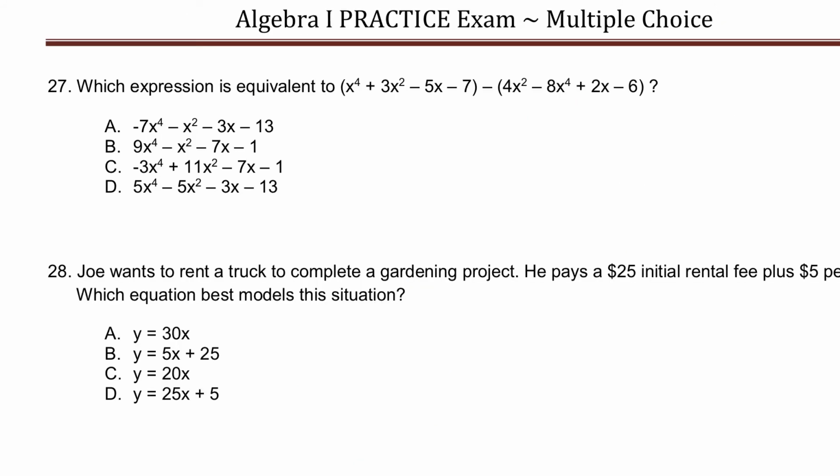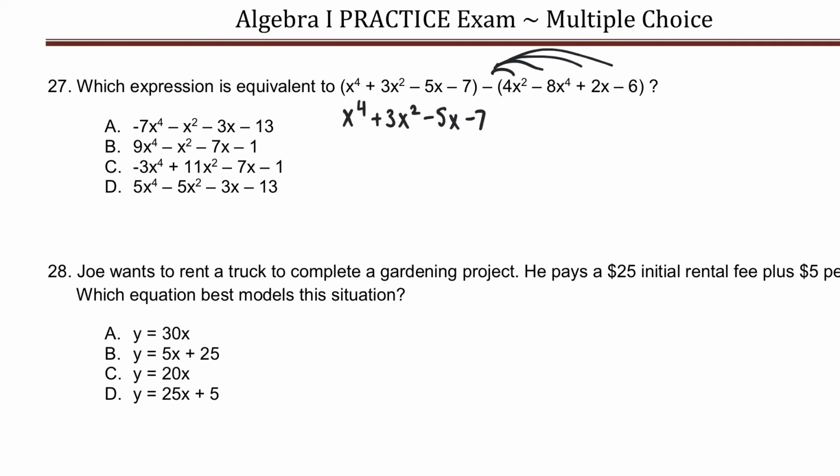Number 27, which expression is equivalent to that whole mess there? All right, here's what I would do. Since you have subtraction, I would just rewrite this polynomial right here: x to the 4th plus 3x squared minus 5x minus 7. I'd leave that alone. What we're going to do here is distribute this negative to everything inside of here. So it needs to multiply the 4x squared, the negative 8x to the 4th, the 2x, and the negative 6.